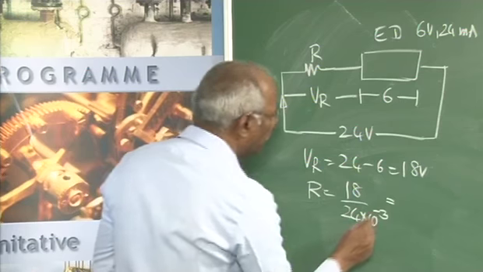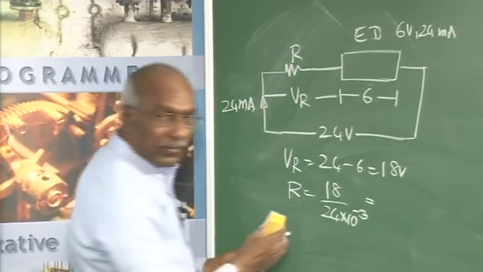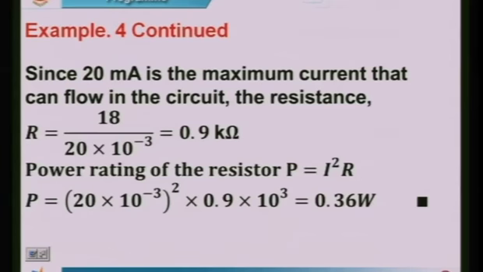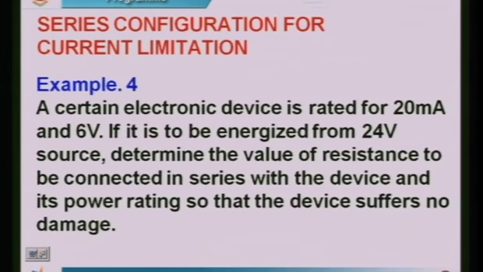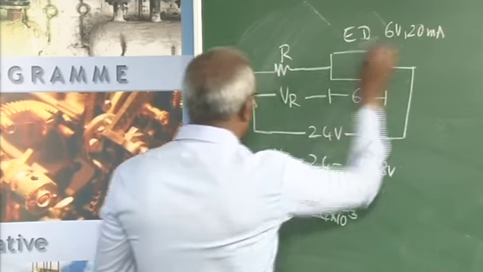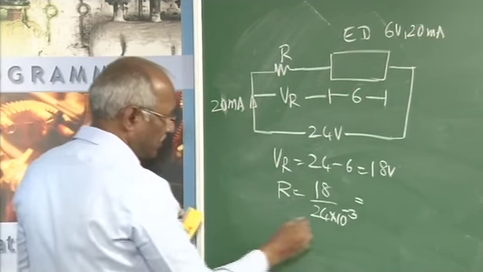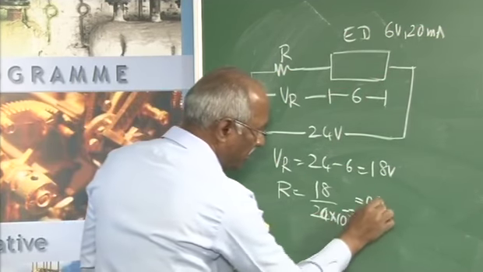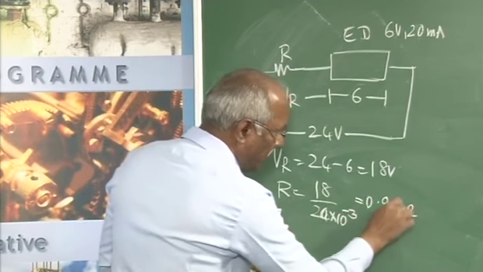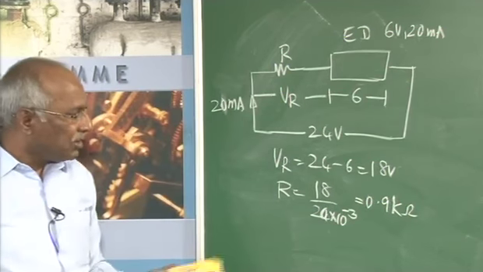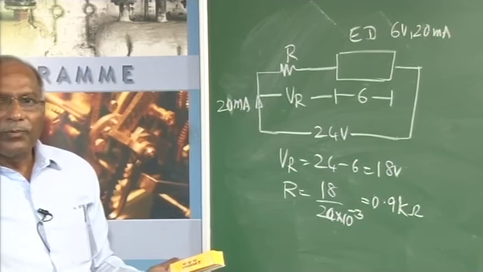0.9. It is 20 milliamps, not 24. This is 20 milliamps, so this will be 0.9 kilo ohm. Once we get this, we can find out the power rating.